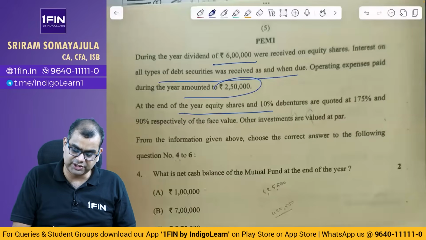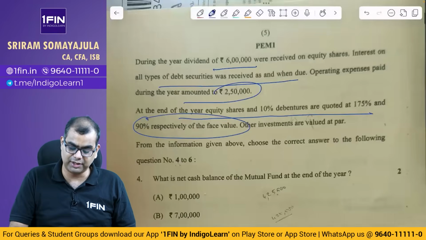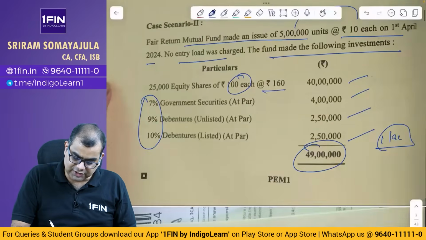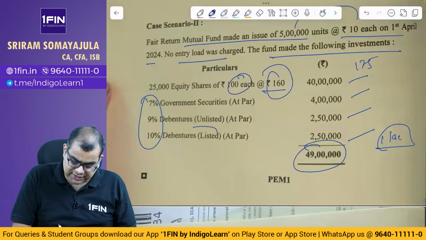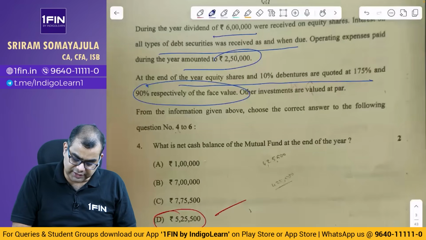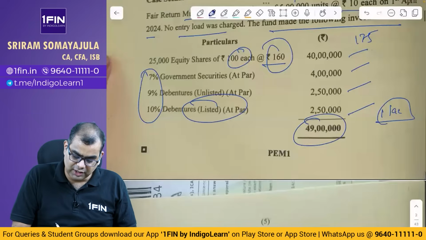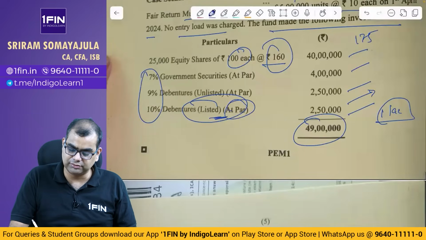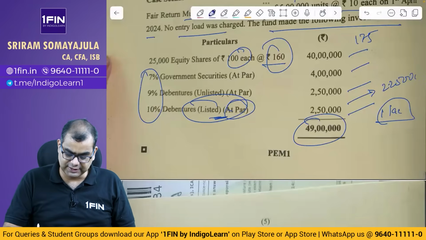At the end of the year, equity shares and 10% debentures are quoted at 175 and 90% of the face value. So please remember, this 160 is now becoming 175, and these listed debentures, right? They said, what is the other one? Equity shares and 10% debentures are quoted at 90% of face value. So whatever you have taken, and this is already at par. So this is quoting at 2,25,000. So there is a reduction of 25,000 in this.